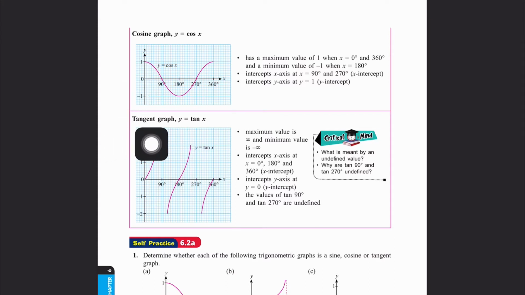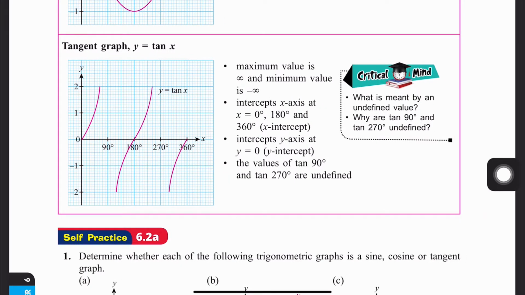And then for the graph y equals tangent x, the maximum value is infinity and the minimum value is negative infinity. It intercepts the x-axis at x equals 0, 180 and 360, and intercepts the y-axis at y equals 0. The values of tangent 90 and tangent 270 are undefined. Actually, for the graph y equals tangent x, when x is 90 and 270, there is a line over here that the graph cannot touch. We call this line an asymptote.